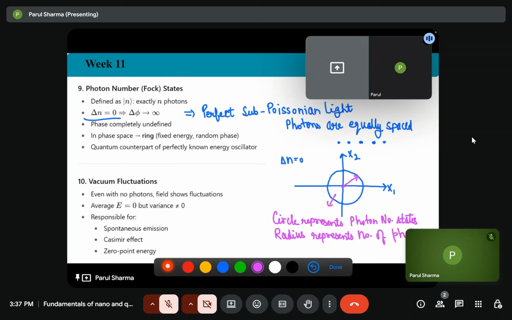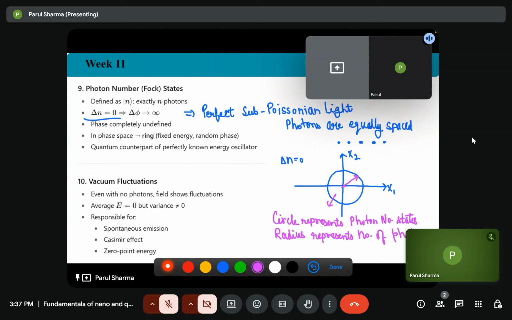Is the reverse case also possible, where the phase is defined completely and we have completely unknown photon number? There is no such case. In case of undefined phase, we can think of the number of photons as zero. The delta n equals 0 and we can have the subpoissonian case. But the reverse case cannot happen.